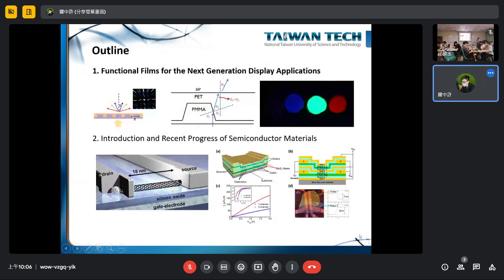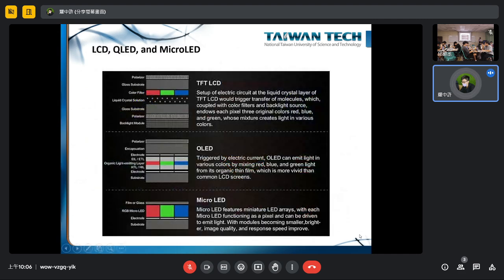So recently I will talk about two topics. One topic is the functional film for display applications, and the second topic is the recent progress of semiconductor materials. So these are the differences of different displays. For LCD, we have a liquid crystal layer acting as a switch. The switch works by combining the liquid crystal with polarizers.